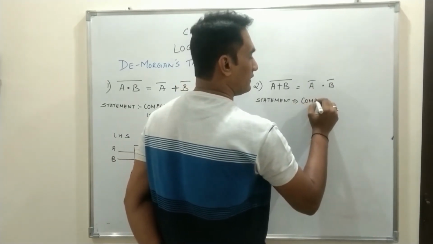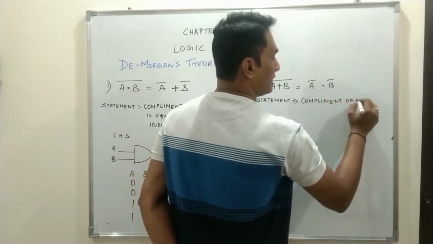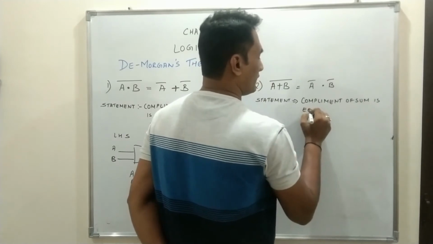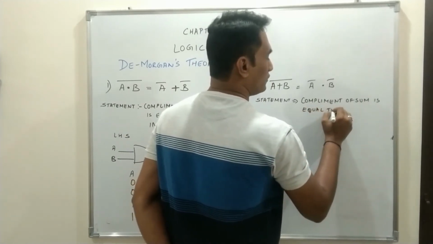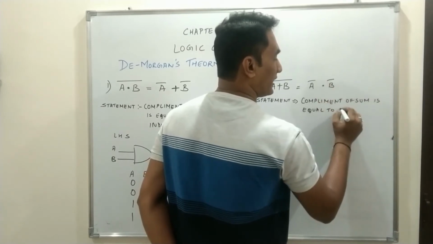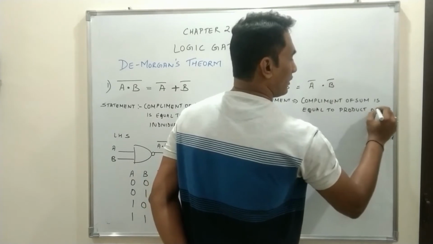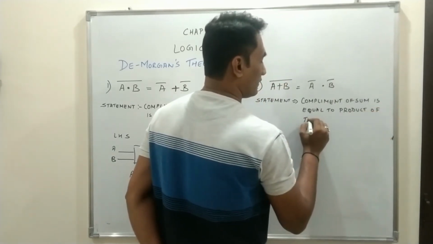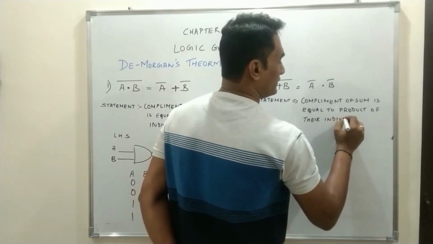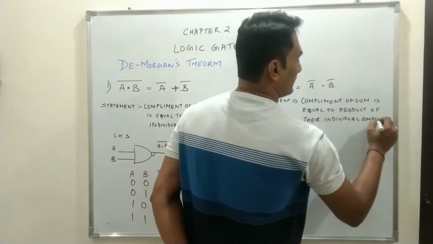Complement of sum is equal to product of their individual complements.